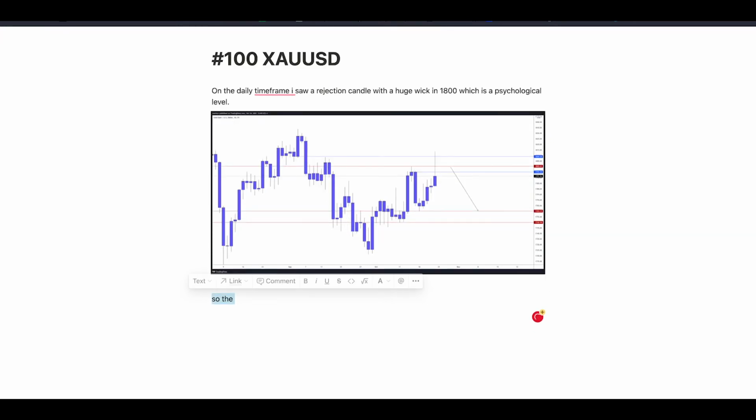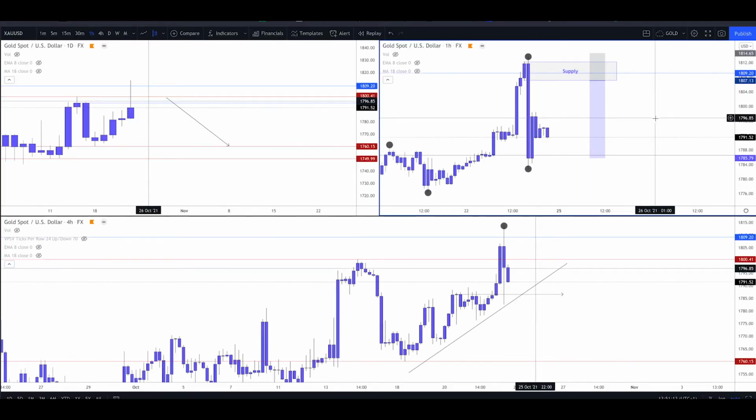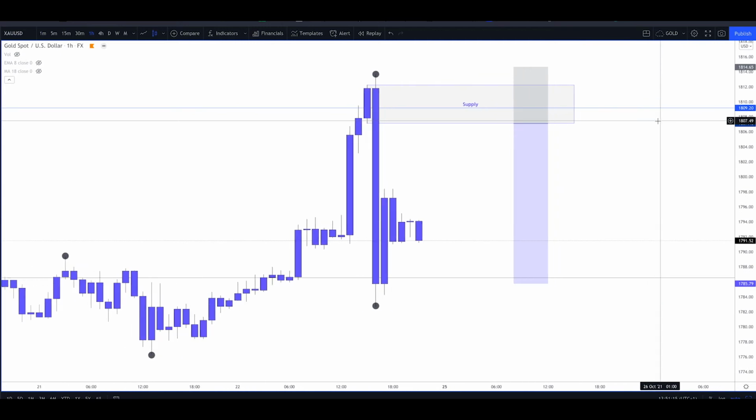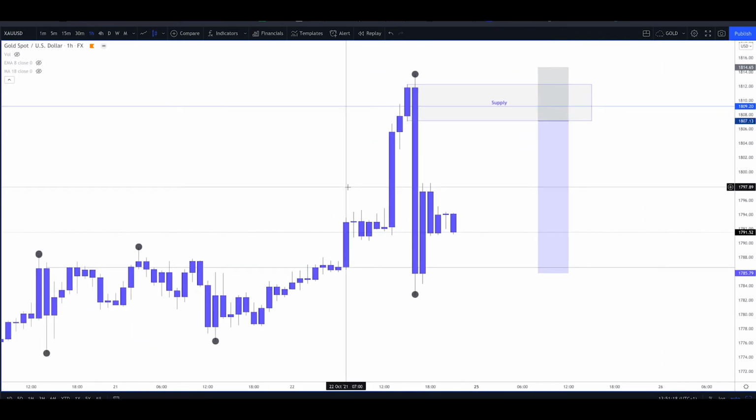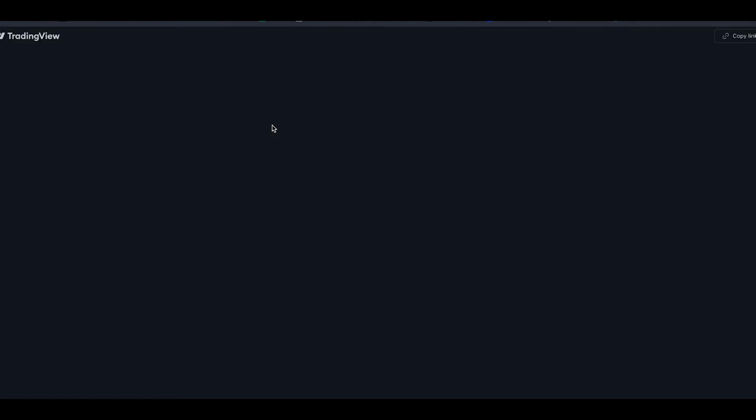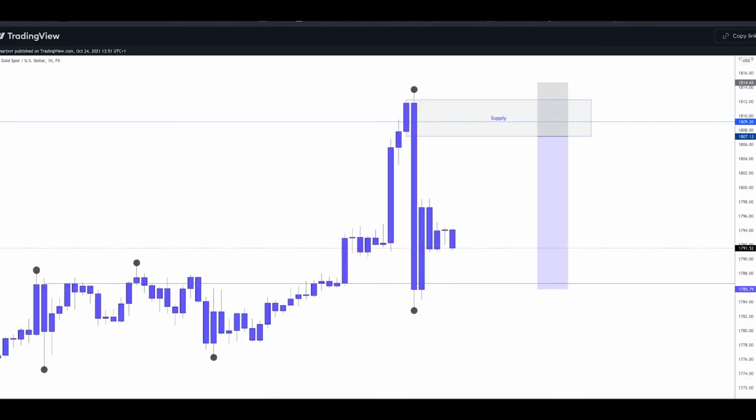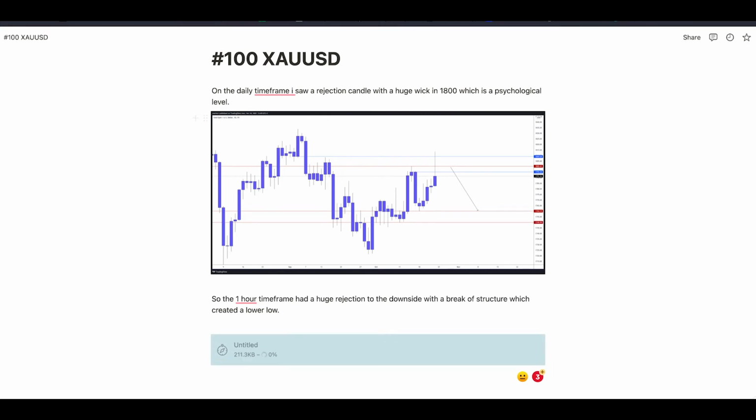The 1-hour time frame had a huge rejection to the downside with a break of structure which created a lower low. So let's go now to the 1-hour. Let's copy this, copy the image, go back into Notion, paste it.